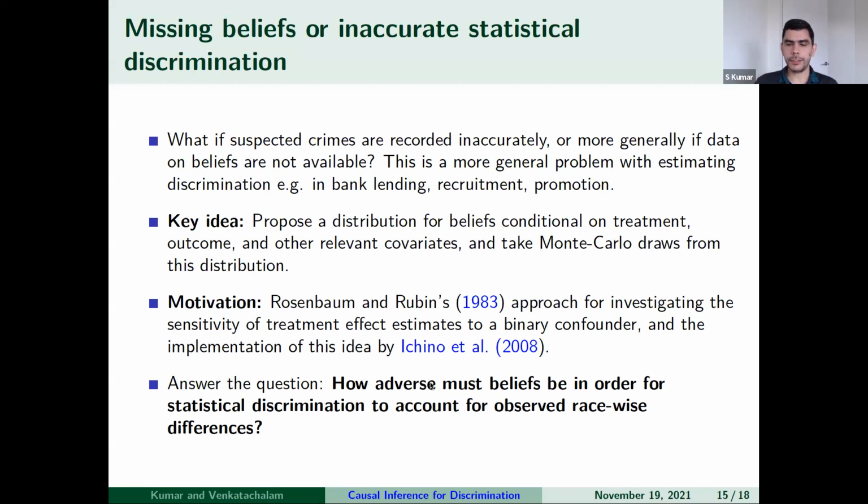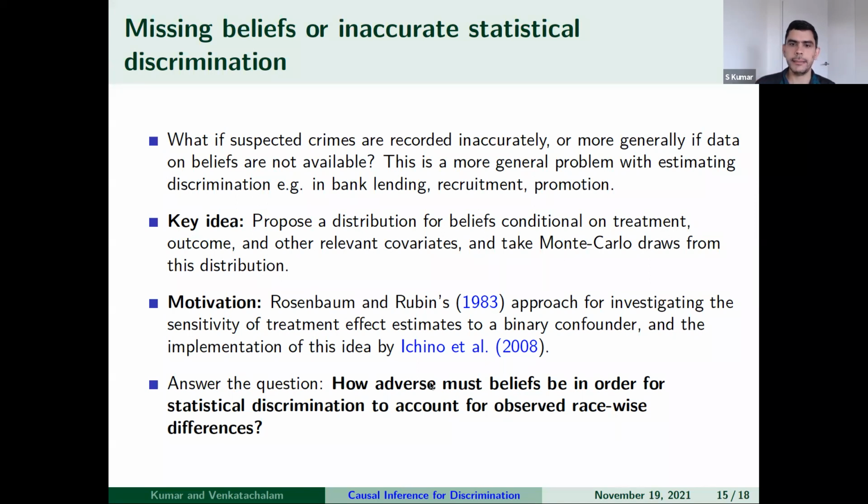So the key idea which we're saying is, well, let's propose a distribution for beliefs conditional on the treatment, on the outcome, and on other relevant covariates. So in our working example, this relevant covariate is going to be precinct, because clearly the police could say, depending on the precinct where we are, our beliefs are tuned in a certain way. Propose this distribution, take Monte Carlo draws from this distribution, and therefore simulate a beliefs variable.